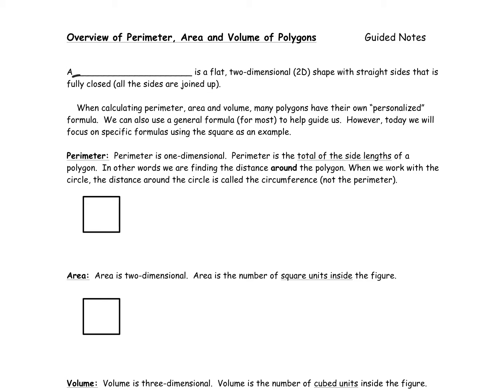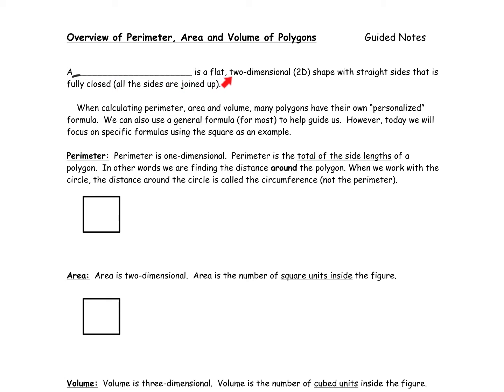Welcome to today's lesson. Today we're going to talk about an overview of perimeter, area, and volume of polygons. You've probably experienced all of these in the past, and we're going to tie past learning to what we're doing currently. So let's start with our first definition.